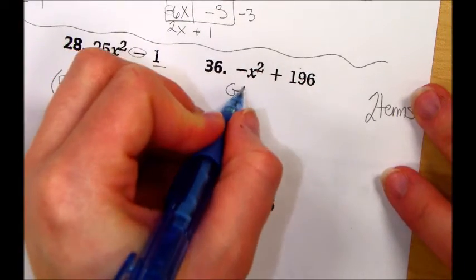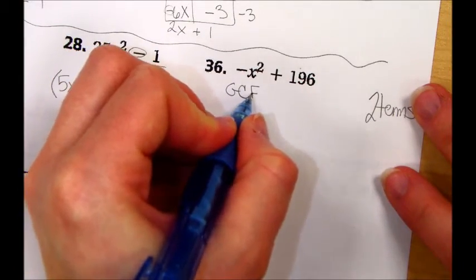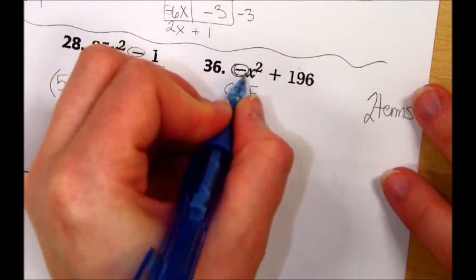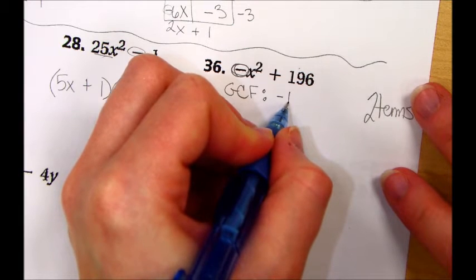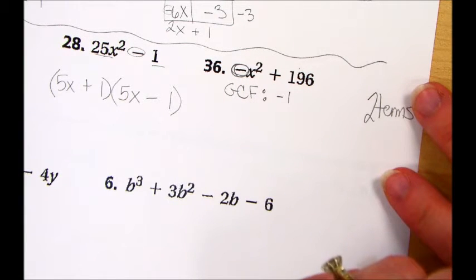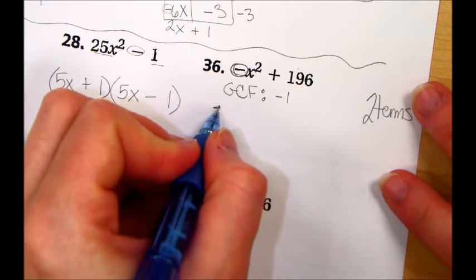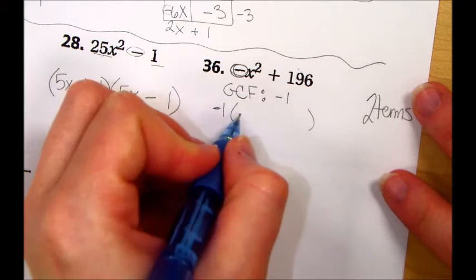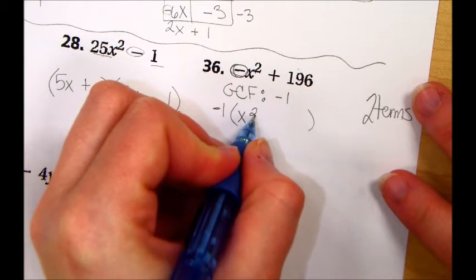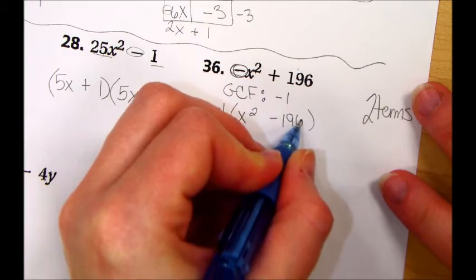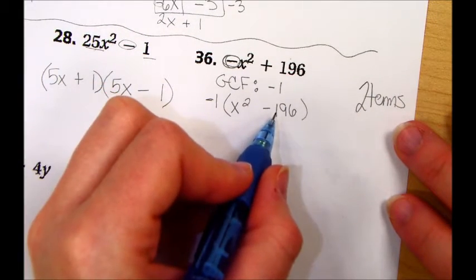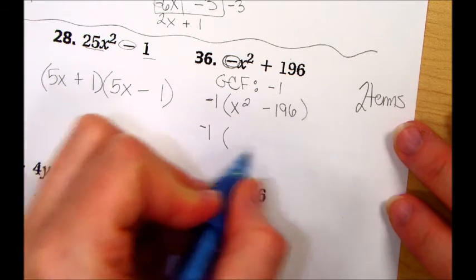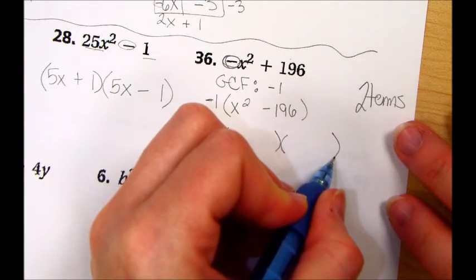Number 36, you might not see it, but there is actually a GCF in number 36, and it's because of this first thing being negative. The GCF is negative 1. So before I do anything, I need to pull out a negative 1. When I pull out a negative 1, that gives me positive x squared minus 196. Notice now I have the difference of perfect squares. The negative 1 goes in the front, and we just have to find their square roots.